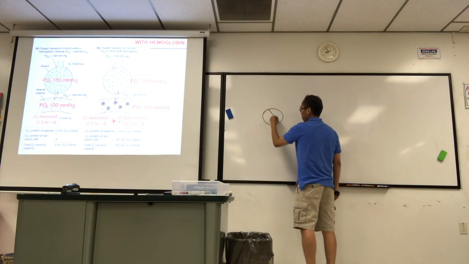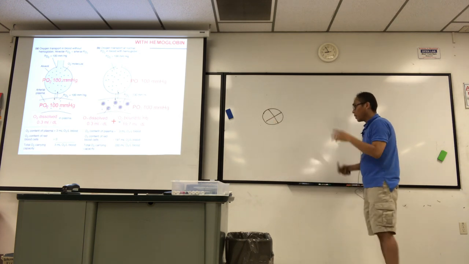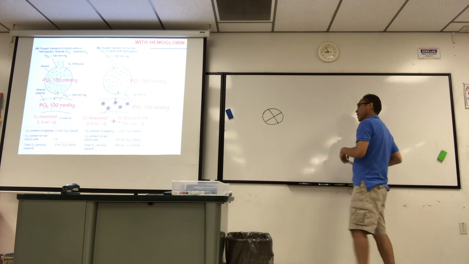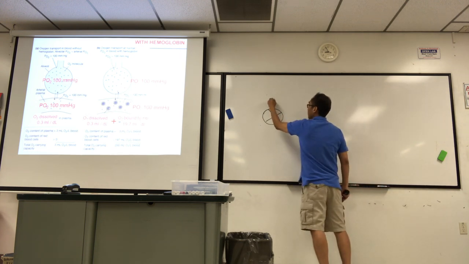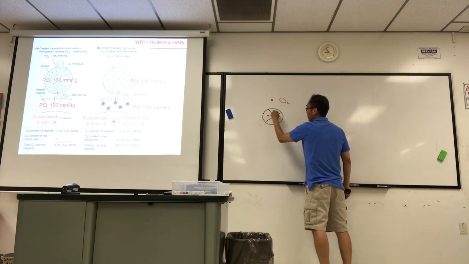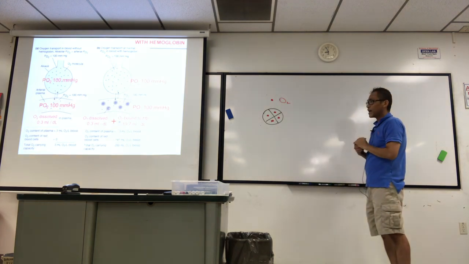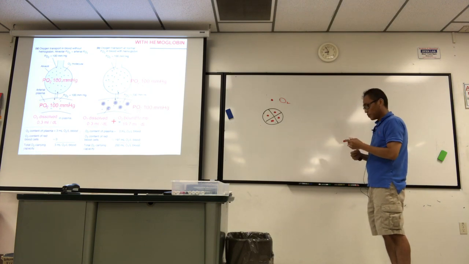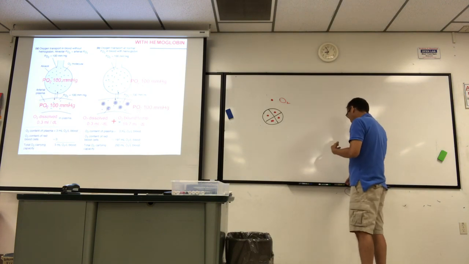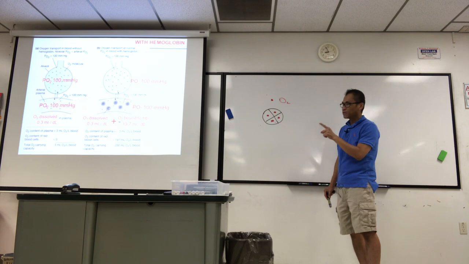Let's symbolize hemoglobin like this. Hemoglobin's a tetramer, and it can bind four O2s. So let's pretend that's O2. If I put an oxygen in all four places, that's 100% saturation. And so the idea is we want hemoglobin to be saturated with O2. That's the way they say oxygen is bound to the hemoglobin.